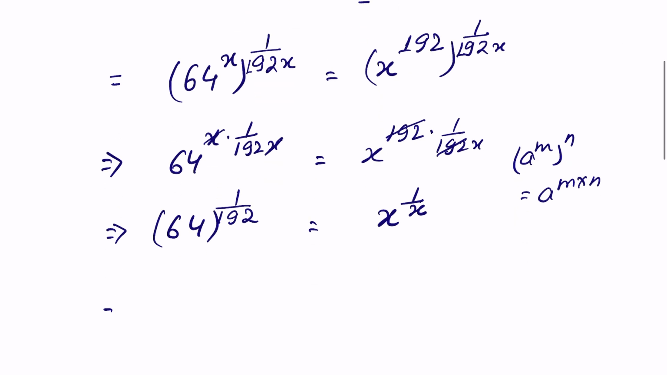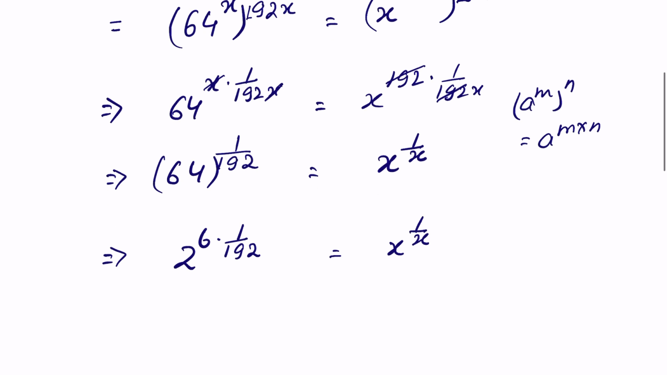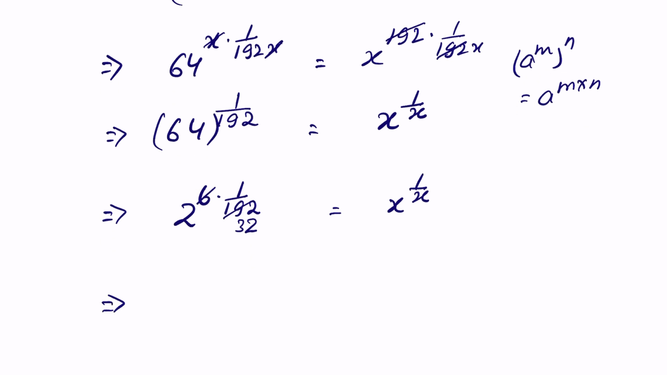Now 64 is equal to 2 to the power 6, then times 1 upon 192 is equal to x raised to the power of 1 upon x. 6 times 3 is 18 and 6 times 2 is 12. So we divided 192 by 6. Now it is 2 raised to the power of 1 upon 32 is equal to x raised to the power of 1 upon x.